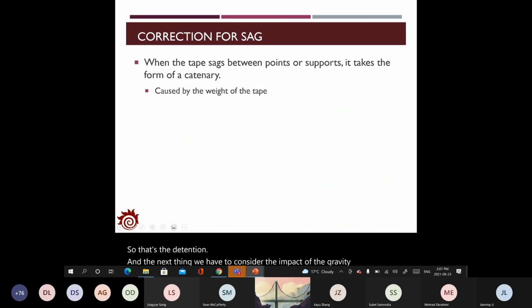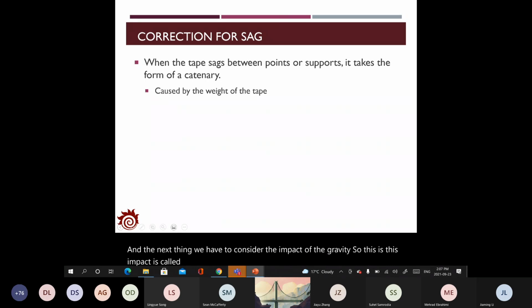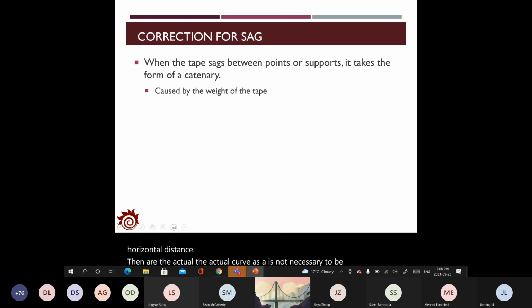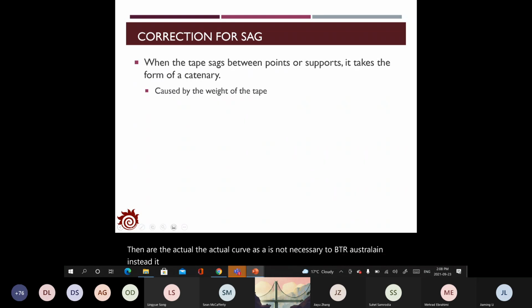The next thing we have to consider is the impact of gravity. This impact is called the sag. This is quite common when you place your tape on uneven ground, especially when you are working with the break tape method to measure the horizontal distance. For example, when you put the tape between two points and they are both above the ground, or at least one side is above the ground, then to get the horizontal distance, the actual curve is not necessarily a straight line. Instead, it will be a form of a catenary.